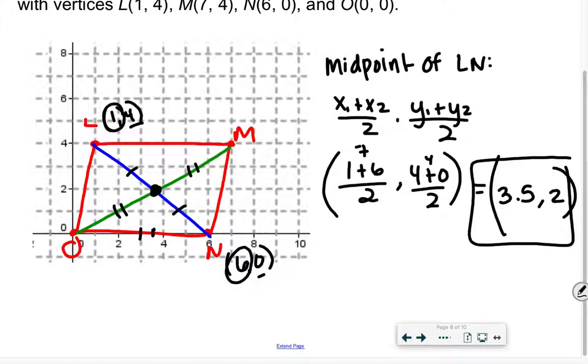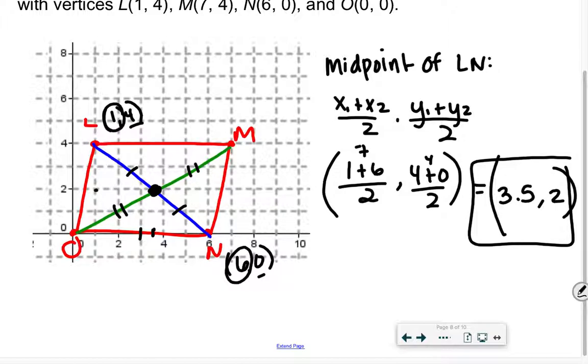Yeah, you could use slope. So if I used slope from L to N, it went down 1, 2, 3, 4 over 1, 2, 3, 4, 5. So half of 4 is 2. I could go down 2. Half of 5 is 2 1/2 over 2 1/2, and there would be my point. Yeah, very good. Slope would work fine too. Yes, absolutely.